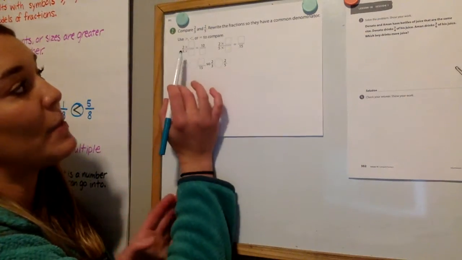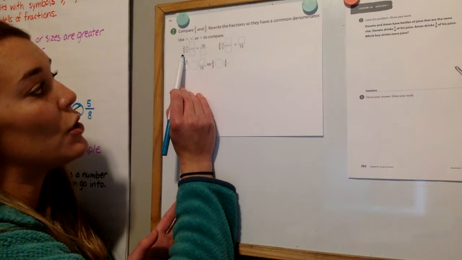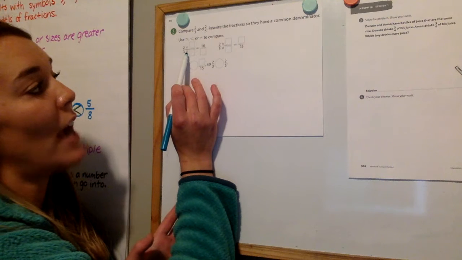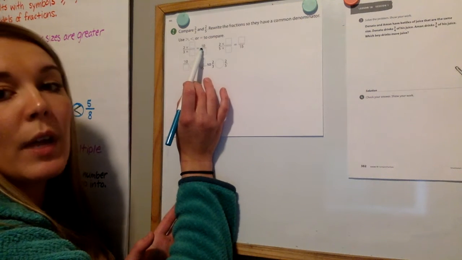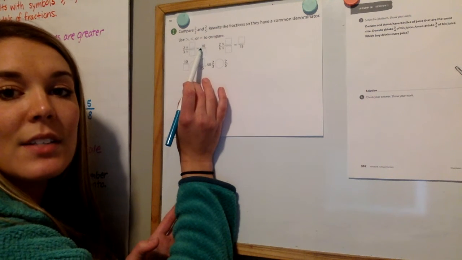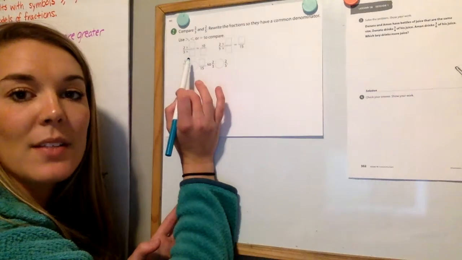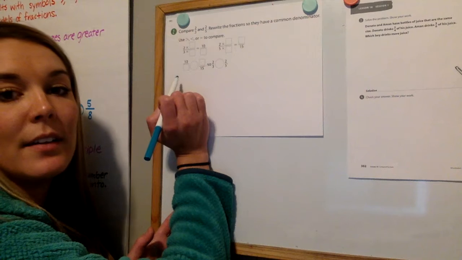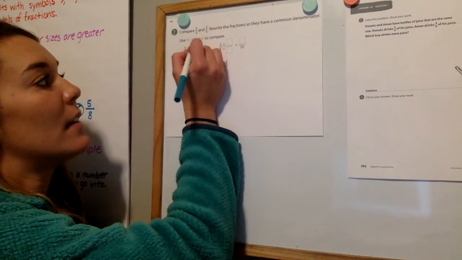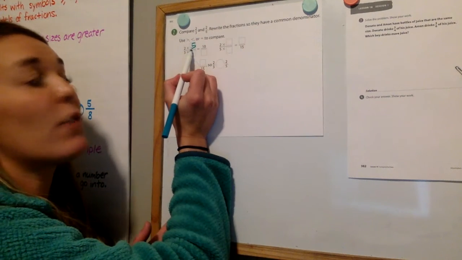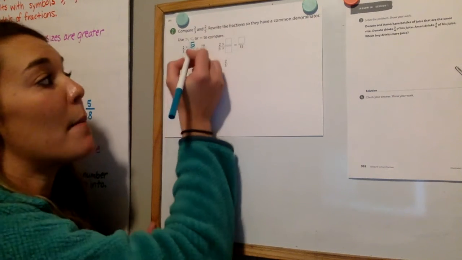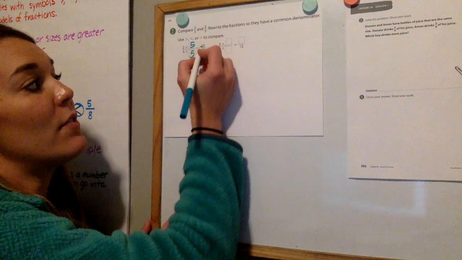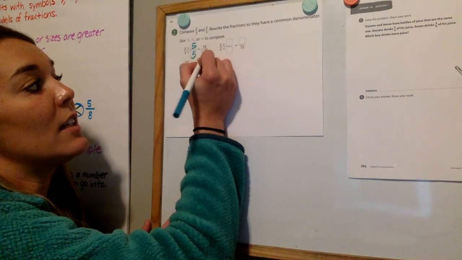They started these steps for me. They rewrote 2/3, and they're saying it's multiplied by a fraction that gives a numerator of 10. So we're treating this like a puzzle. We can say 2 times what is 10? 2 times 5 is 10. When I'm finding equivalent fractions, whatever I multiply the top by, I must do to the bottom. So now I'm going to multiply 3 times 5 equals 15.